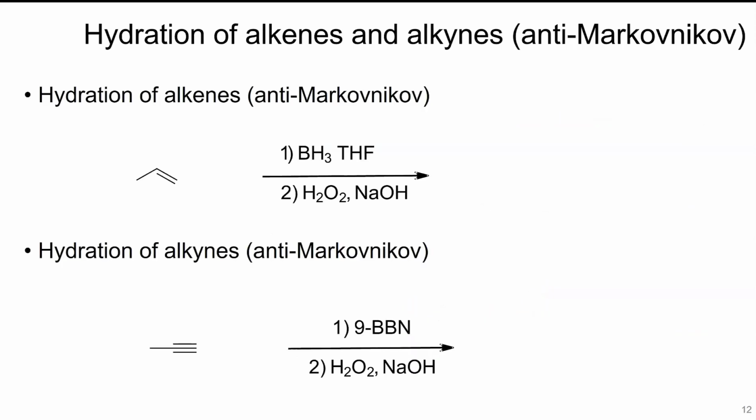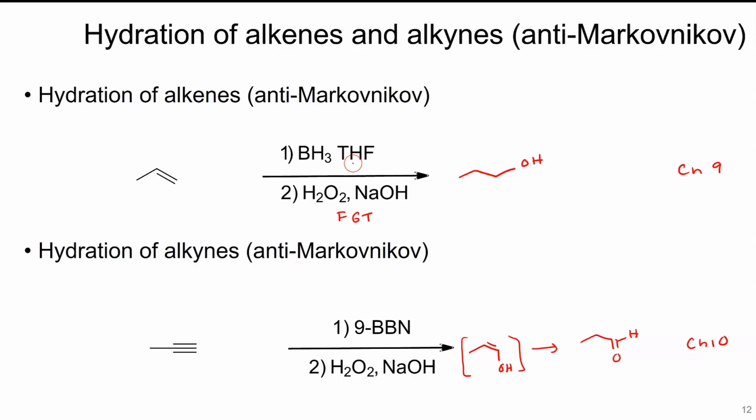For hydration of alkenes and alkynes using the anti-Markovnikov, we can use borane as our reagent to give us the opposite regiochemistry. Get OH on the end here. This is an FGT. Chapter 9. This is Chapter 10. 9-BBN will also form the enol, and that will quickly tautomerize to give us the aldehyde.